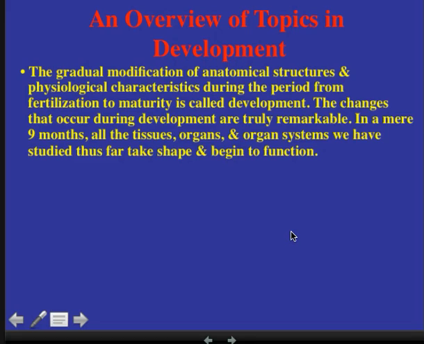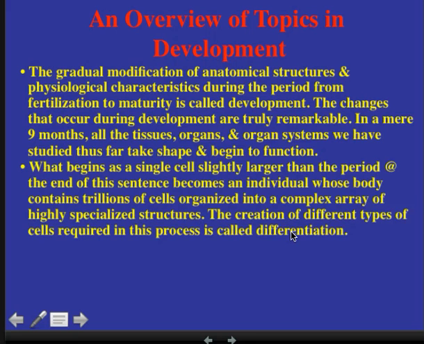This is one of the reasons why I actually wish that this chapter were the first chapter in A&P as opposed to the last, because this gives you an idea of where all the structures we've studied come from. What begins as a single cell, a little bit larger than a period in your book at the end of a sentence, becomes an individual whose body has trillions of cells organized into a complex array of highly specialized structures.